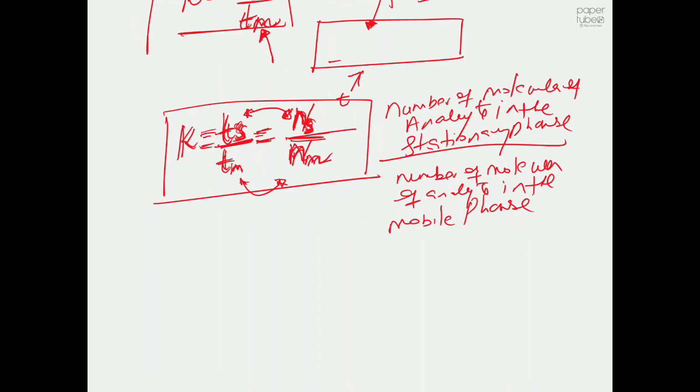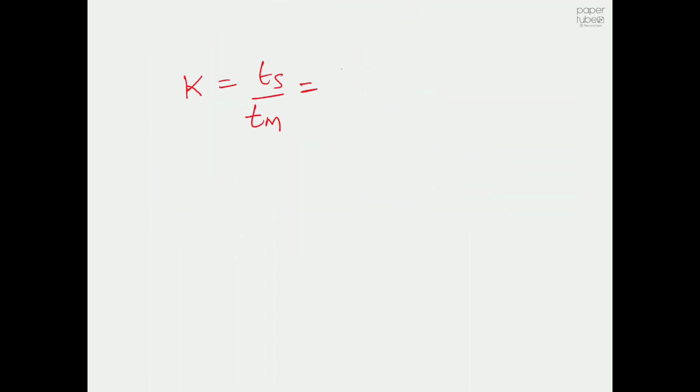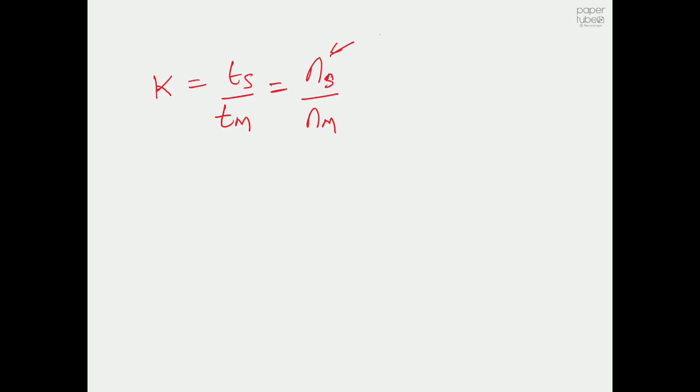So if you want, instead of expressing in terms of number of molecules, let's use capital N here. K is equal to Ts by Tm, that's equal to capital Ns divided by capital Nm. So capital N refers to the number of molecules. If you want, we can express it in terms of moles. So K is Ts by Tm, equal to small ns divided by small nm, where small n refers to the moles of analyte in the stationary phase.